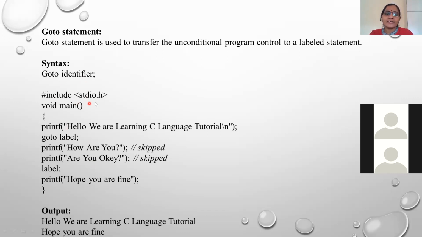Hash include stdio.h, main program. I am just printing the message: Hello, we are learning C language tutorial. Okay, only 10 minutes are remaining. Goto label. So what happens? Goto label means your computer control will be transferred to the place where the label is present.